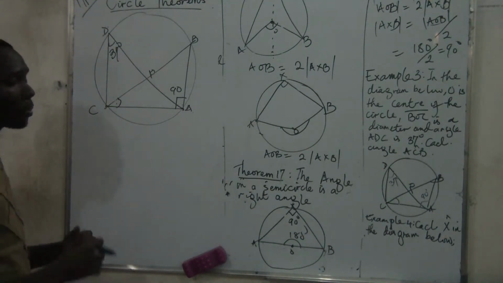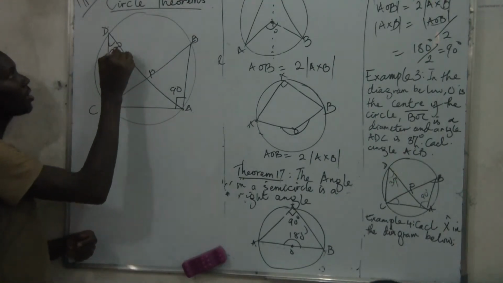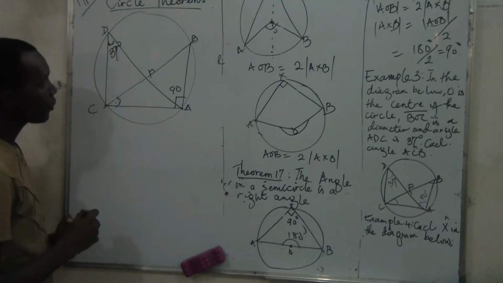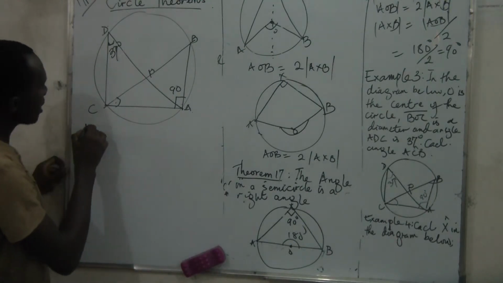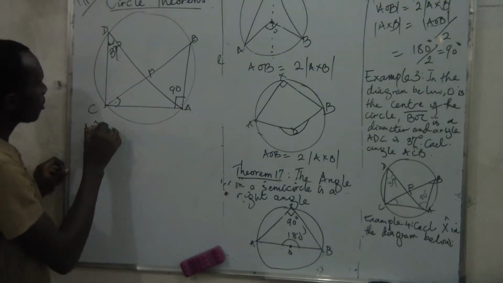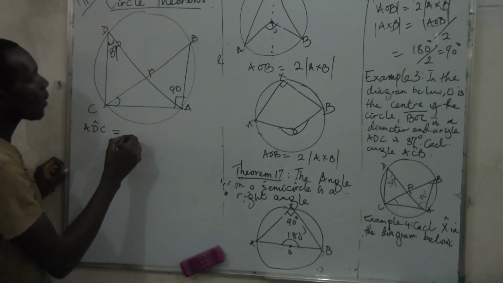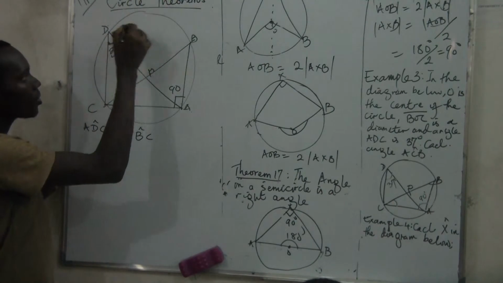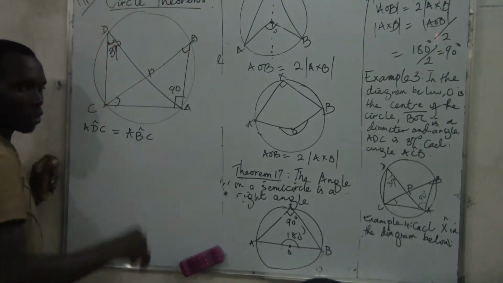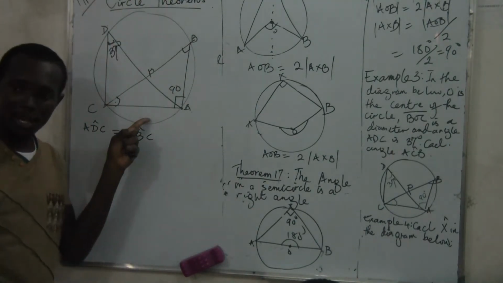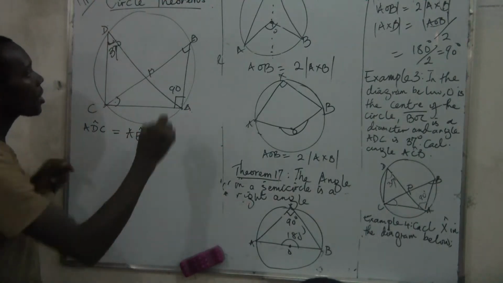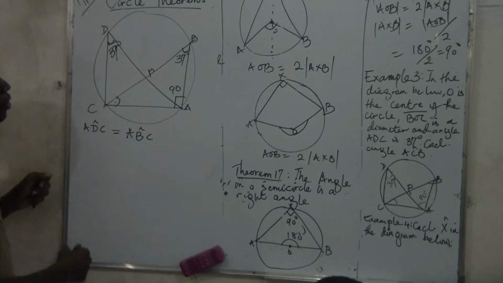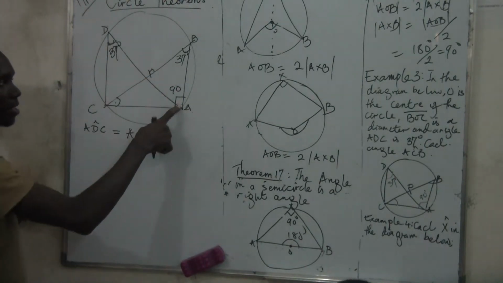Now, recall from the previous theorem, which is theorem 15, that angle ABC is equal to this angle, because they are found on the same chord. So this angle is 37 degrees, and this is 90 degrees.